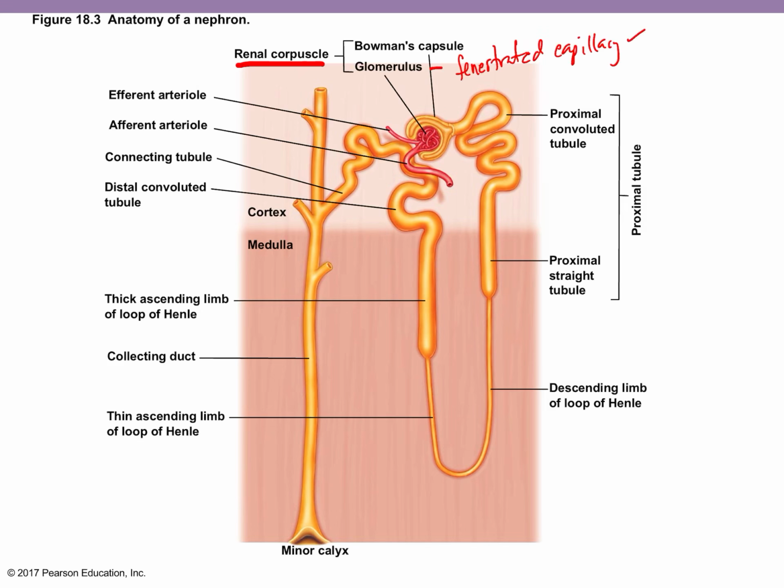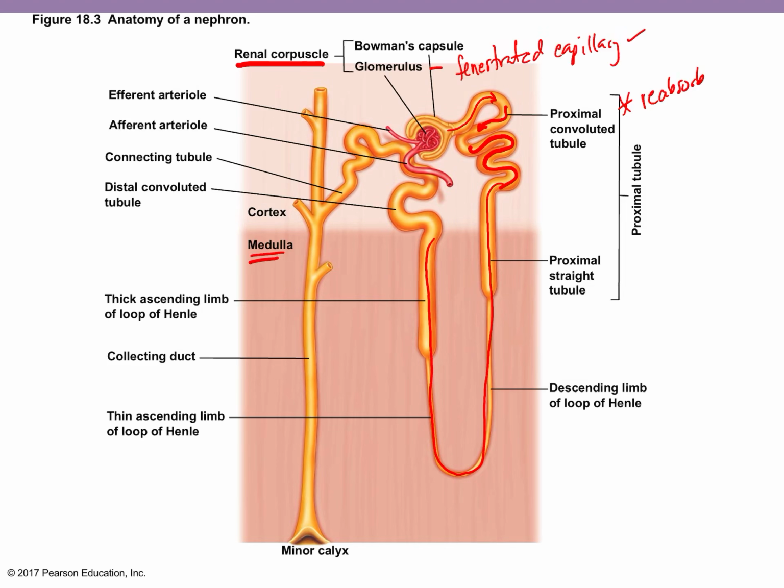And the Bowman's capsule is going to be a structure with a space in it that can capture the fluid that's coming out from the bloodstream, coming out from the glomerulus. That fluid, called filtrate, is going to move into the proximal convoluted tubule where much of reabsorption is taking place. So the proximal convoluted tubule is where we reabsorb most of the substances that our body wants back.